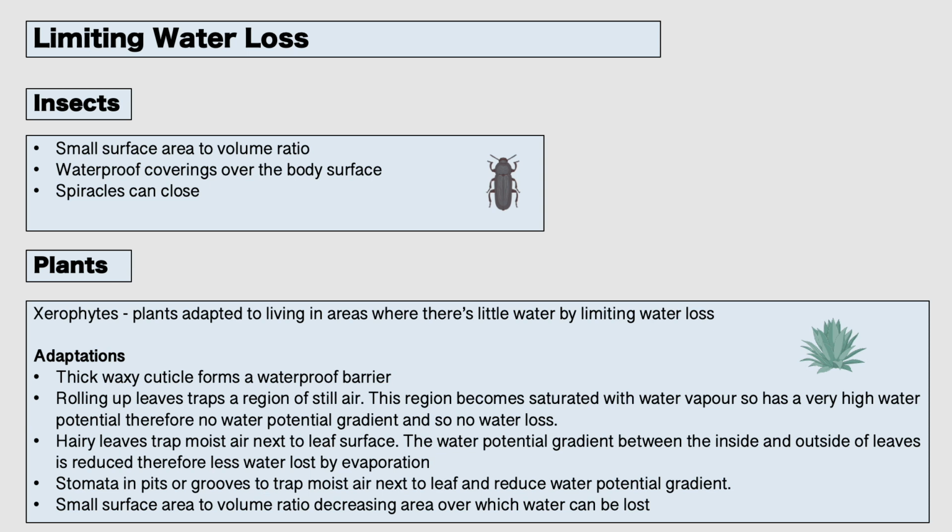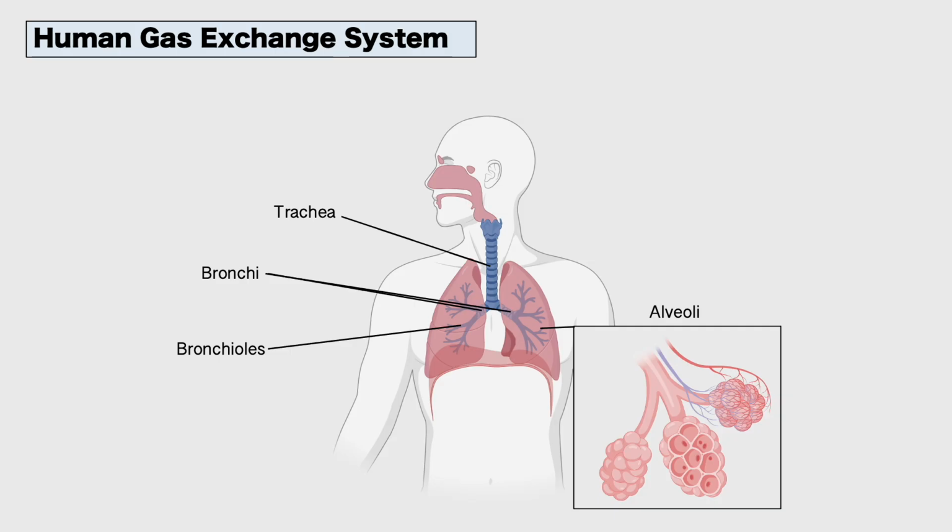The stomata can be in pits or grooves to trap moist air next to the leaf and reduce the water potential gradient. And finally, they have a small surface area to volume ratio, decreasing the area over which water can be lost.